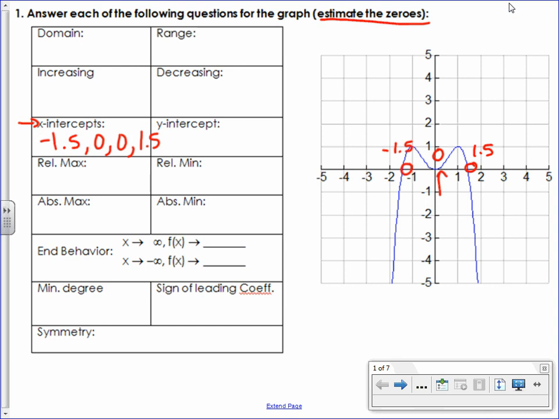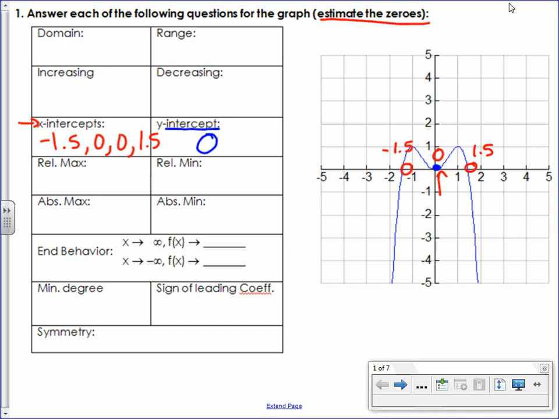Okay? Now, another easy one for us to find is my y-intercept. So my y-intercept is where it touches the y-axis, and if we look over here on our graph, it touches the y-axis on the origin. So the y value at the origin is at 0. So far, we haven't had to do anything except look at our graph and see where it touches.